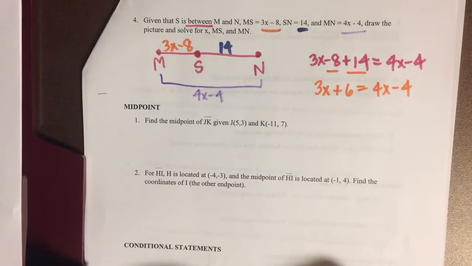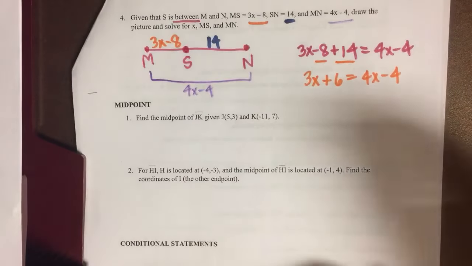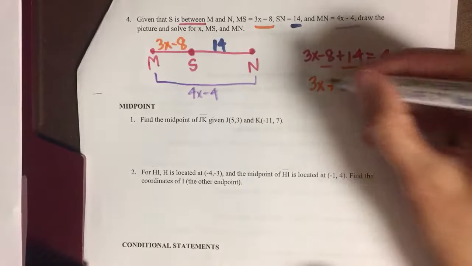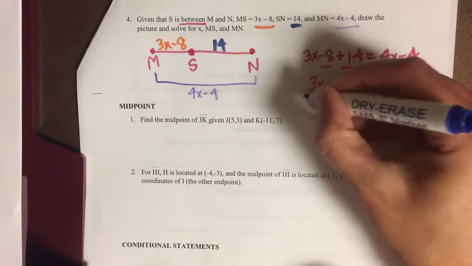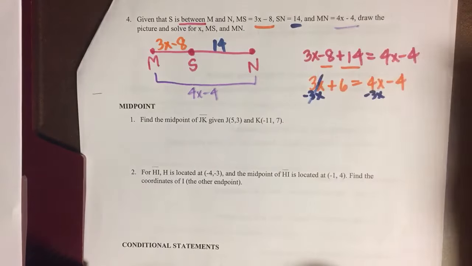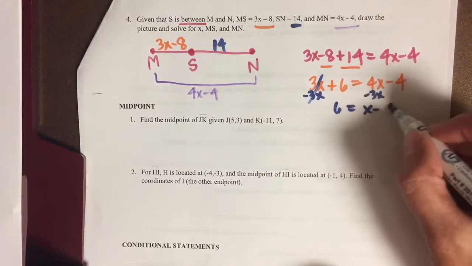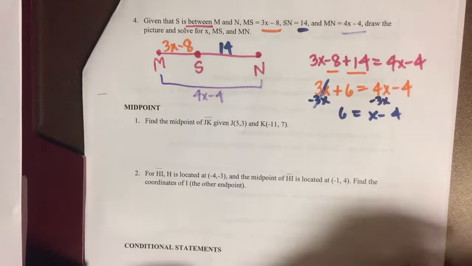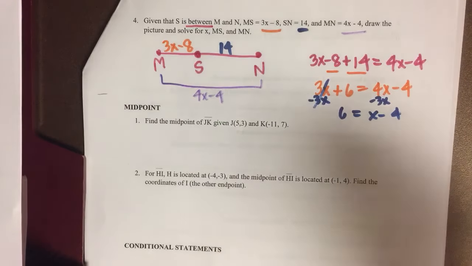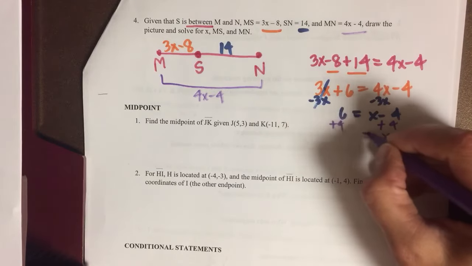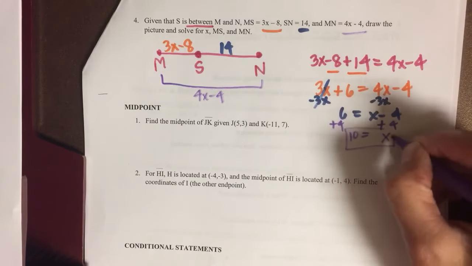Okay. For my next step, I'm going to move the 3x over to the 4x, so I'm going to subtract. Subtraction property of equality. Notice what I did there. So 6 equals x minus 4. And for my last step, I'm going to add the 4 to both sides. So x is equal to 10.